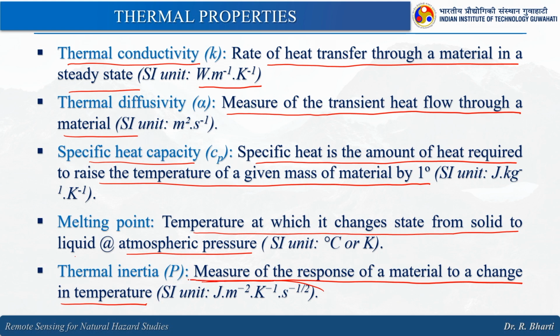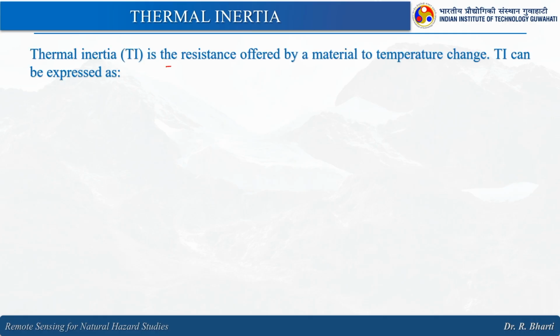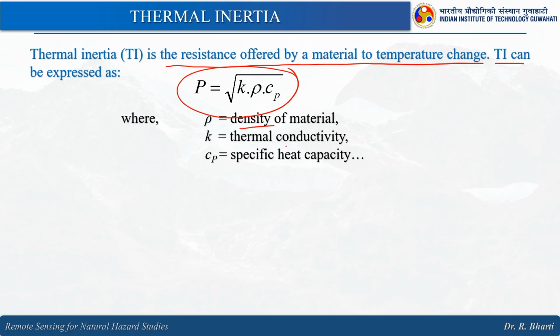So, this is very important, because now we are going to see one example of how thermal inertia is used to identify different materials present on the surface of our earth. Thermal inertia is the resistance offered by a material to temperature change. It can be explained like this: here we are using the density, thermal conductivity and specific heat capacity, that will give you the thermal inertia.